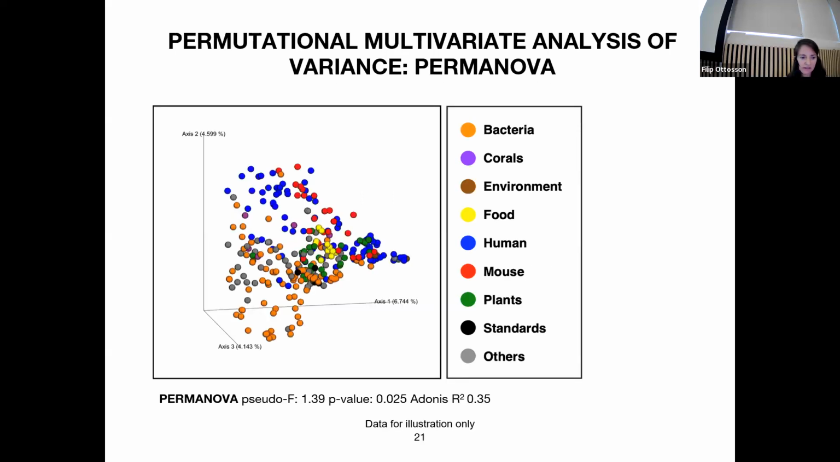And so the typical value that it would retrieve is a pseudo F value, as well as a P value. Of course, if you set the significance value at 0.05 and you have a P value of 0.025, that would mean you have significant differences across your different categories or clusters. And then the Adonis R-squared would show you how much of the variation in your data is explained by this specific metadata category. So in this hypothetical example, it would mean that 35% of the variation in your data can be explained by your different sample types, like bacteria, corals, environment, food, and so on.